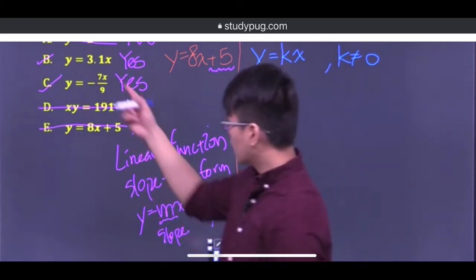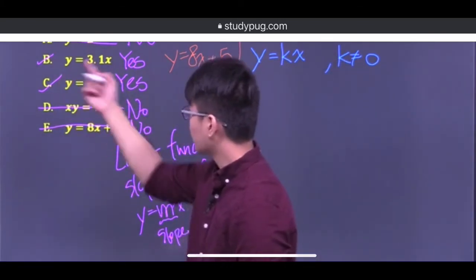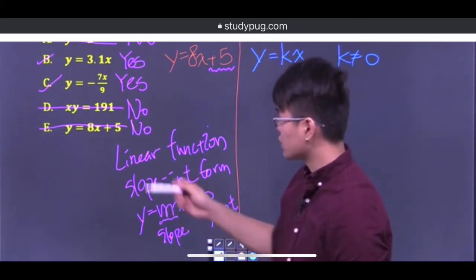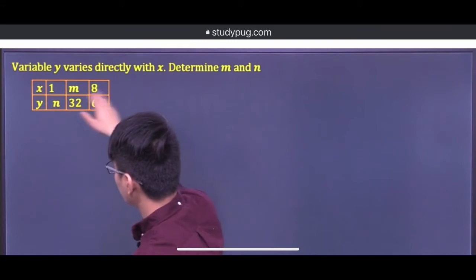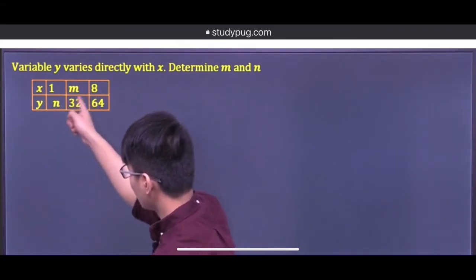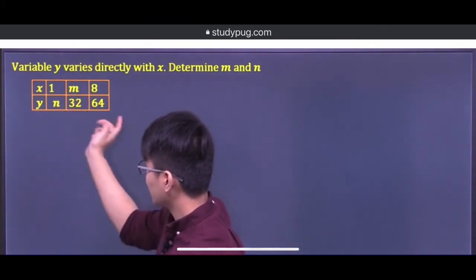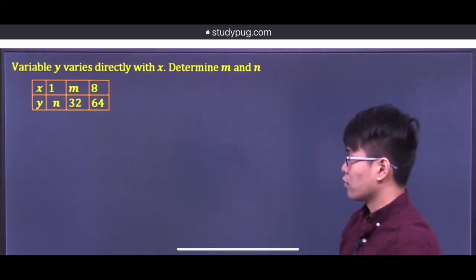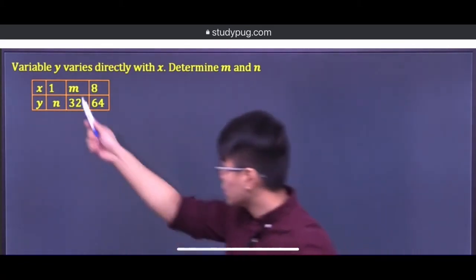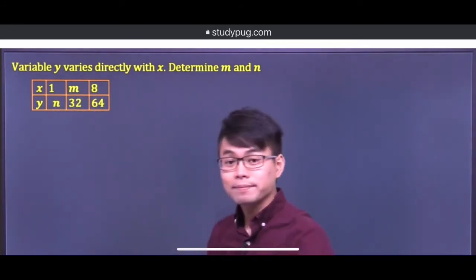We only have two choices here that actually represent direct variation, which would be B and C. Two rows: in the first row we have a bunch of x values, and there's an m right in between them. For the second row we have n, 32, and 64. So how are we going to find these two missing values?